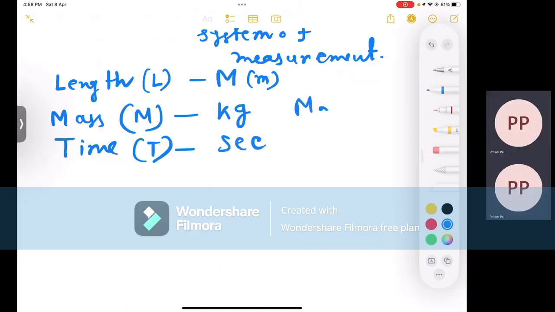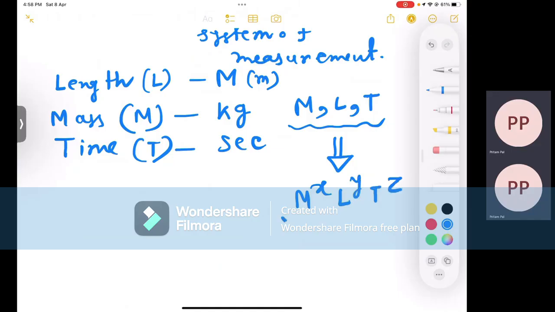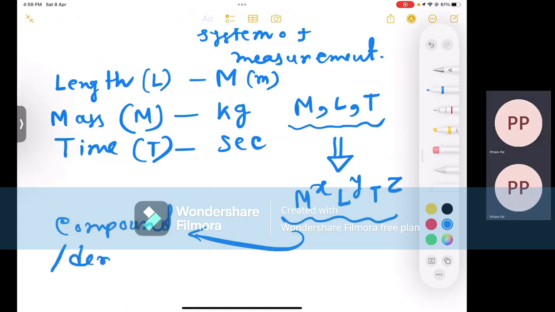So it was mostly about MLT, but there are also some physical quantities that cannot be composed using M, L and T. Whatever quantity you get as M to the power x, L to the power y, and T to the power z, that will give you a compound, or let's say derived, unit, right?